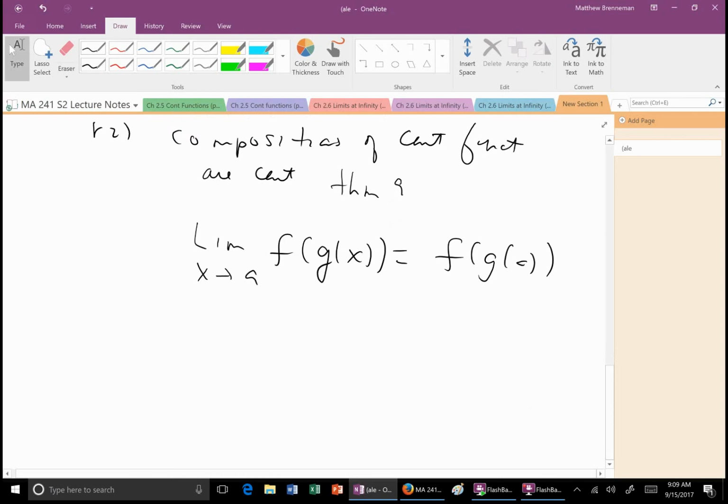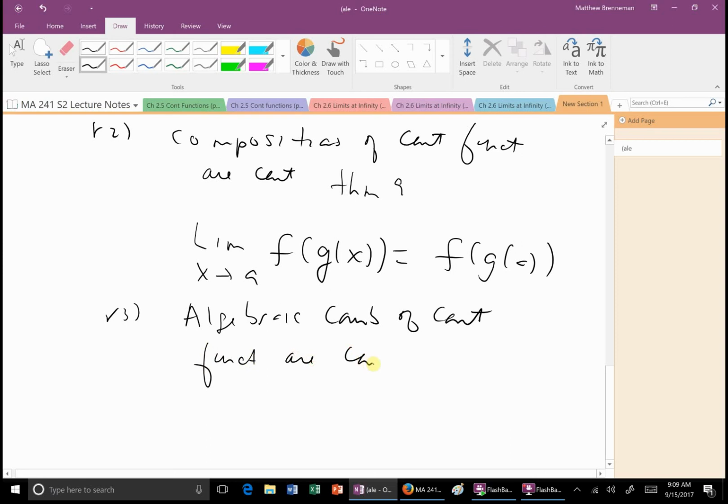The last rule is some really nice rules that says basically any sort of algebraic combination we could think of, sums, differences, products, quotients, of continuous functions are also continuous. With the caveat that if you have a fraction, that denominator cannot be approaching zero. I forget the theorem, but it basically says that algebraic combinations of continuous functions are continuous. And those are things that we want to use.